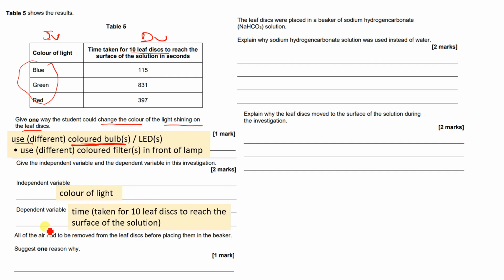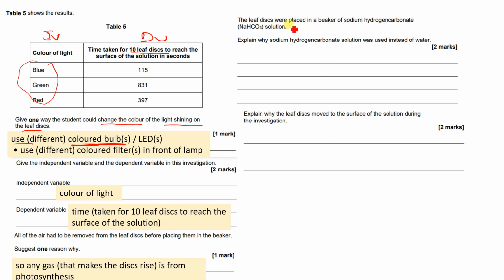So that's it. Now, all of the air had to be removed from the leaf discs before placing them in the beaker. Suggest why. It will be a fair test, and there won't be any gas left in the discs for photosynthesis, so the air will not add to the volume of gas that is measured. So any gas that makes the discs rise is from photosynthesis.